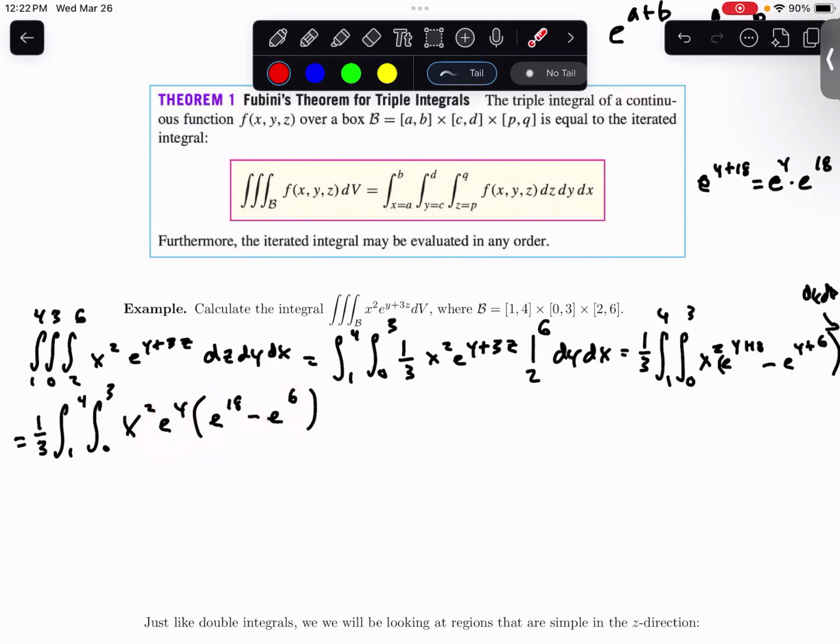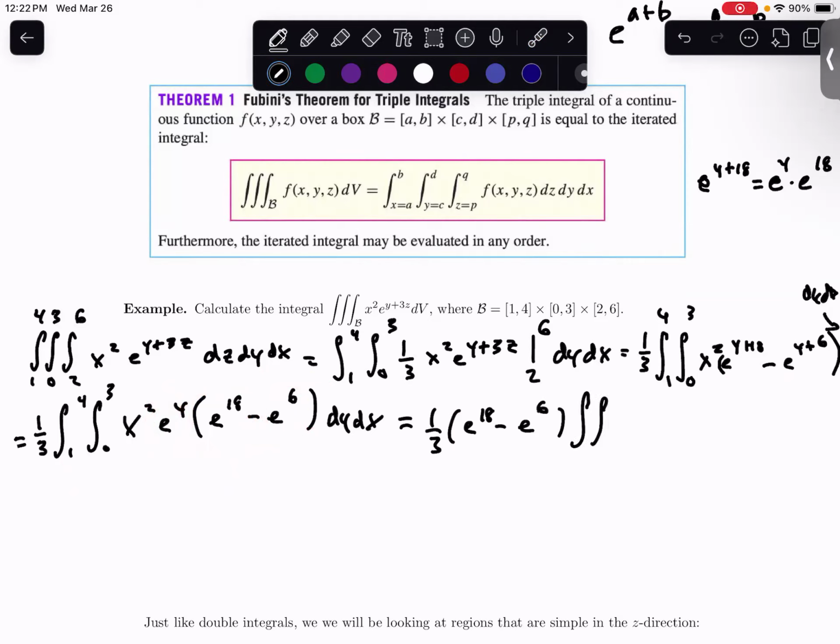The reason why you want to do this is now you can bring out the e to the 18 minus e to the 6th outside, because these are just numbers. They don't have anything to do with the actual variables. So you can rewrite this double integral as 1/3 times e to the 18 minus e to the 6th. And now it's just the double integral from 1 to 4, from 0 to 3 of x squared times e to the y.